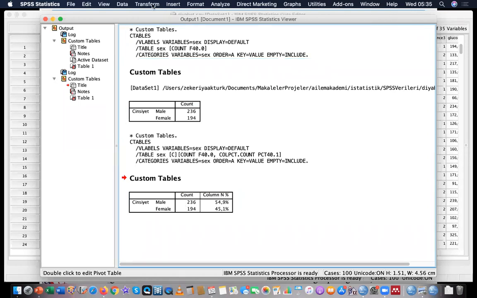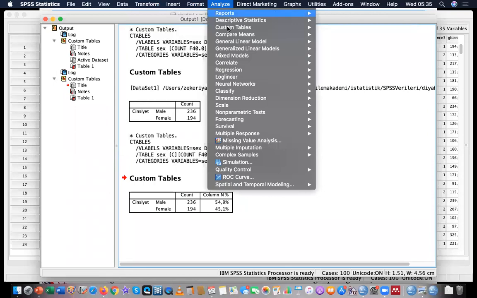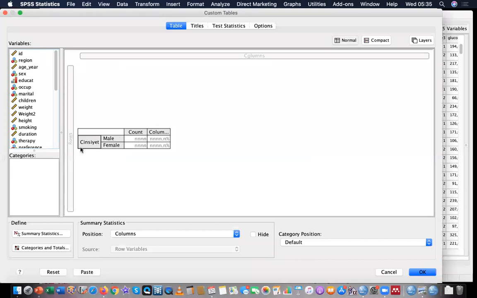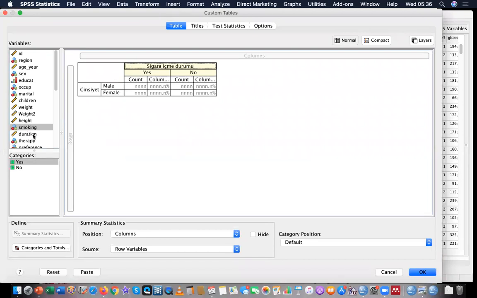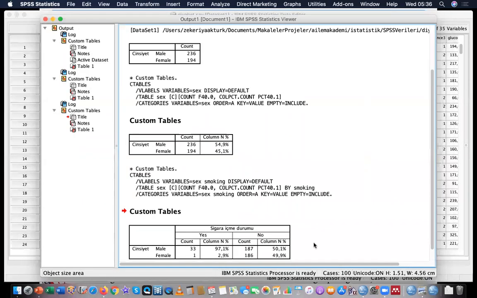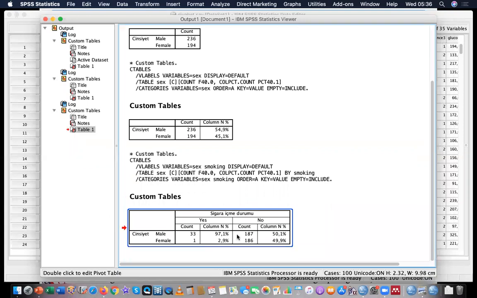If I have more than one variable, analyze custom tables here, such as sex and, let's say, smoking status of the different groups, then I can drop my second variable to the column. Now I have smoking status, yes and no, compared between males and females. So simple is this. Yeah, you see?